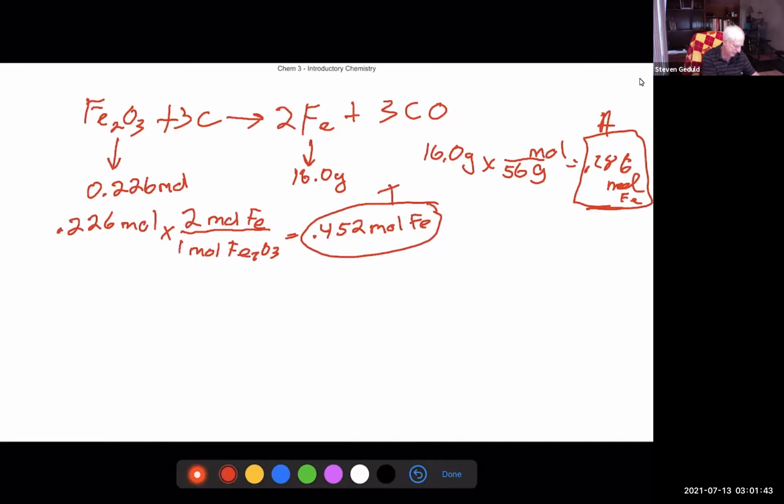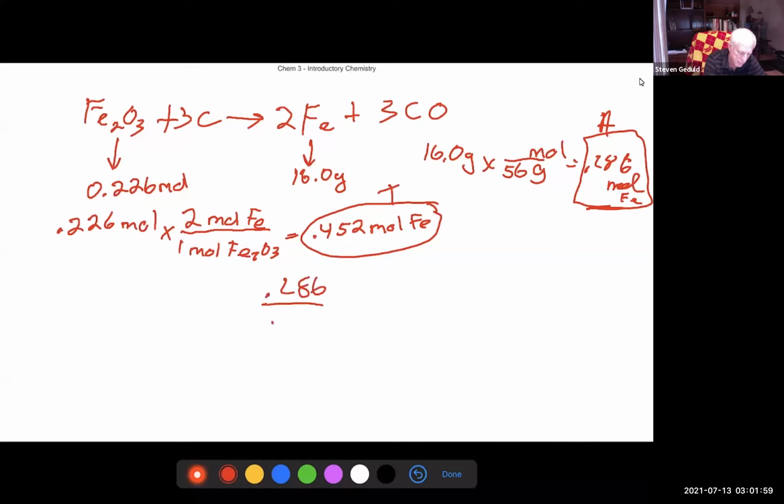There's 3 steps to this one. What is the percent yield? So the percent yield is your actual yield divided by your theoretical times 100. So 0.286 divided by 0.452 times 100.